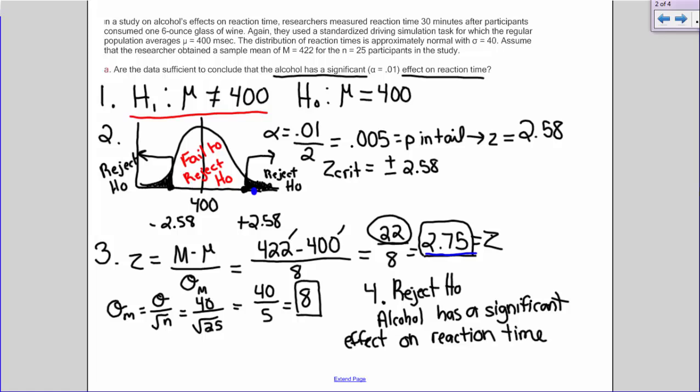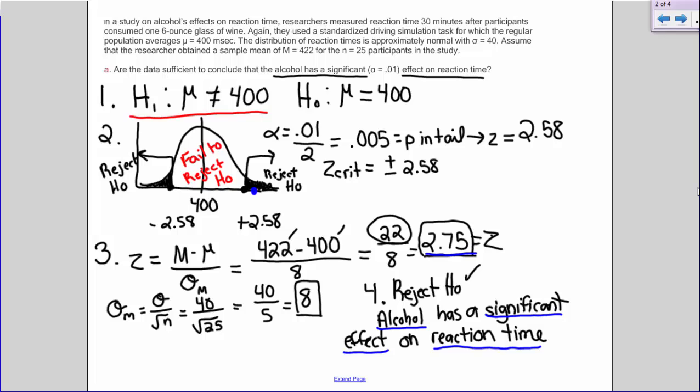Now, when you do your step 4, you need to include the decision, either reject or fail to reject the null, and your conclusion needs to include the independent variable, alcohol in this case, the dependent variable, reaction time, in this case, the word significant, and some indicator whether or not it's a two-tailed or one-tailed test. I know it's a two-tailed test, I'm just talking about a significant effect.